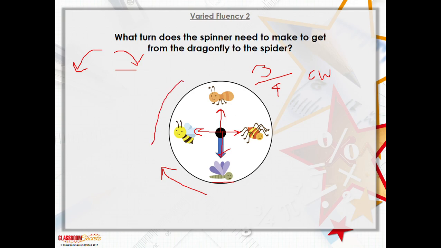So that's one way of doing it, all the way around the side there. The other way is going anti-clockwise. If we're starting on the dragonfly and we do a quarter turn anti-clockwise, we will end up at the spider. So just be really, really careful and aware that you know what anti-clockwise is and clockwise.